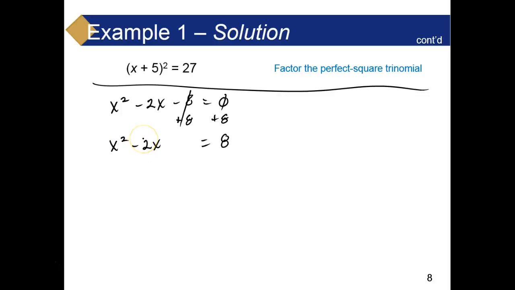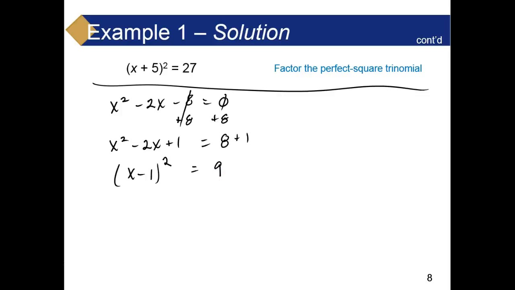Take half of negative 2, and what does that give you? x minus 1. And what do you do with that minus 1? Square it. And what's minus 1 squared? Plus 1. As you just added plus 1 to that side, what did you better do? Add plus 1 to the other side as well to keep that equation balanced. So this is going to be x minus 1 squared. That's equal to what? 9. Very good.